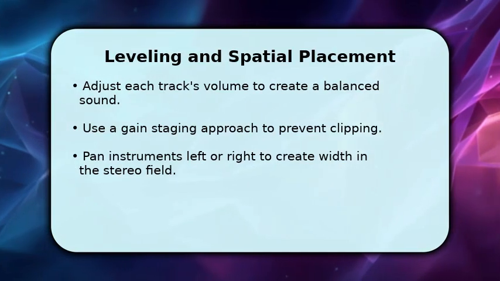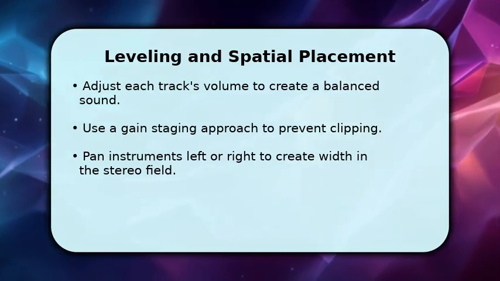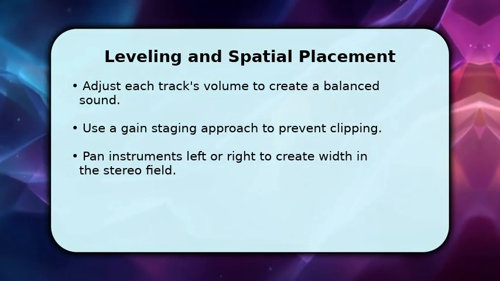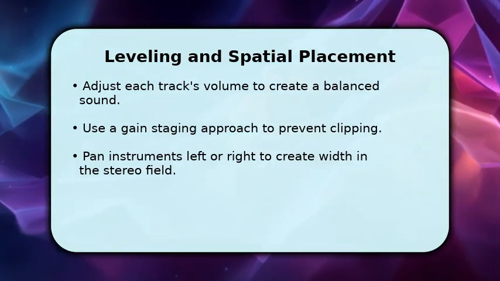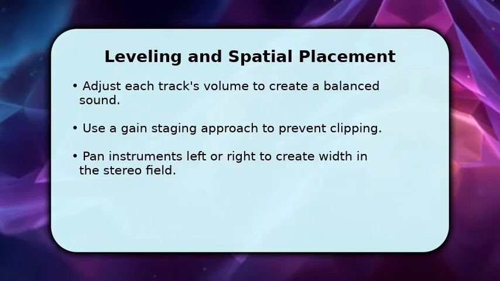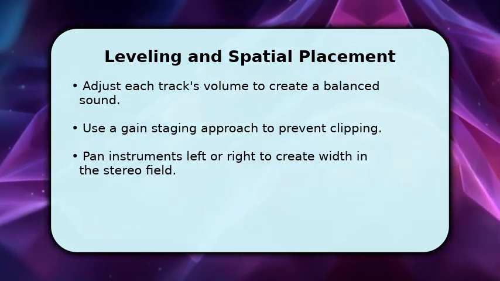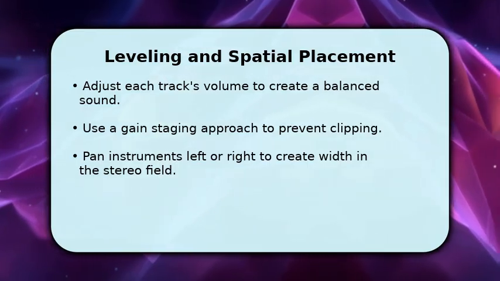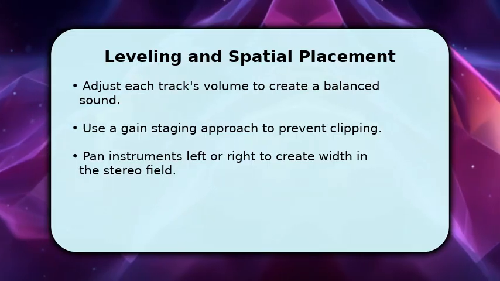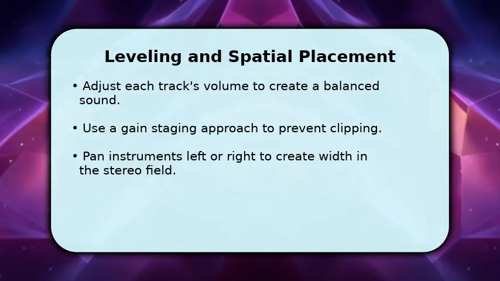Next, focus on balancing your track levels. Start by setting each fader to 0 decibels and then carefully adjust volumes to achieve a harmonious blend. Implement proper gain staging to avoid any digital clipping, aiming for peaks around -6 decibels. Then, strategically pan instruments across the stereo field, placing elements like drums and guitars to the left or right, while keeping your lead vocal firmly in the center for maximum impact.